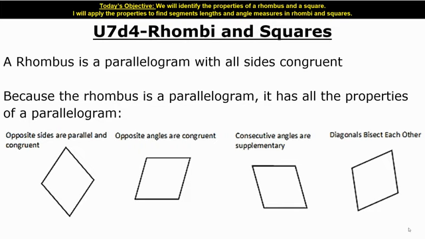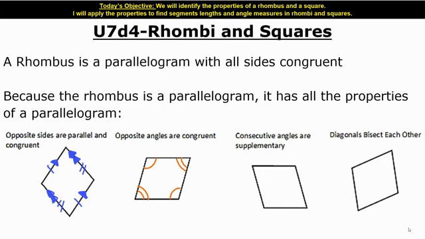All right, let's see what I should have added. For the first one, opposite sides are parallel and congruent. You should have matching triangles and tick marks on opposite sides. For the second one, opposite angles are congruent. You should have matching arc marks on the opposite angles.